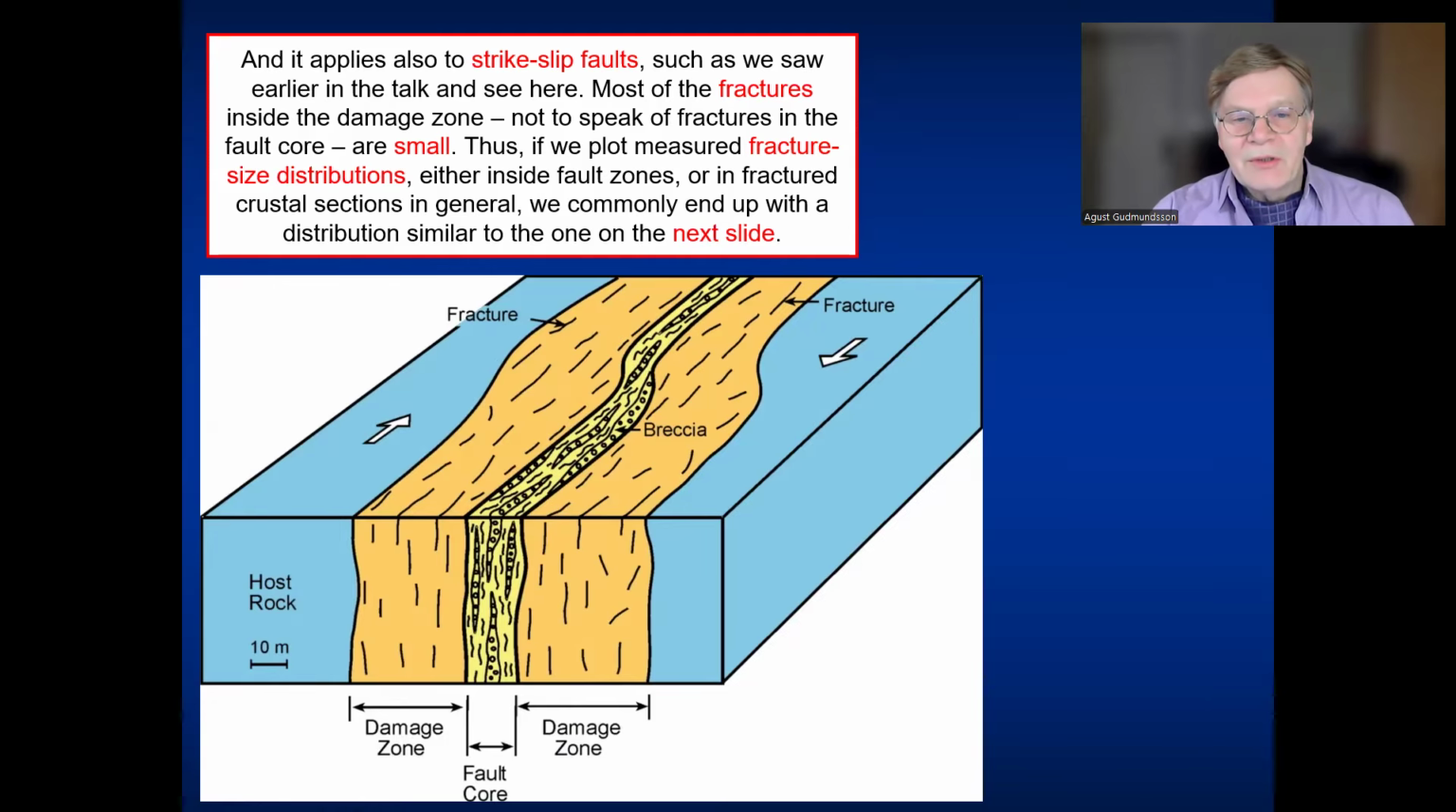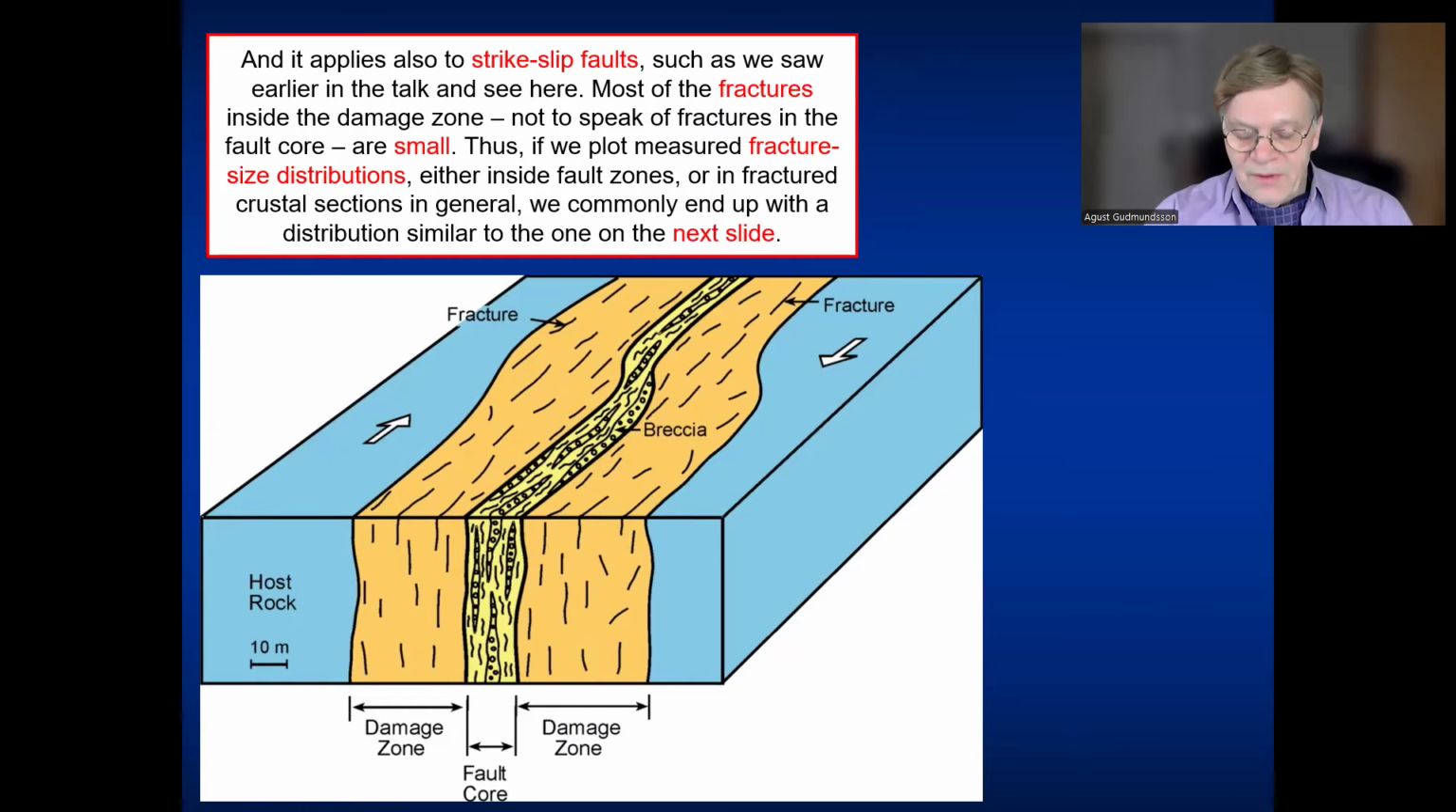In the damage zones, the fractures tend to be much, much smaller, of course, than the main fault itself. So again, here you would see the same kind of distribution, a lot of small ones, and then very few large ones in any kind of fault zone or any kind of fracture system.